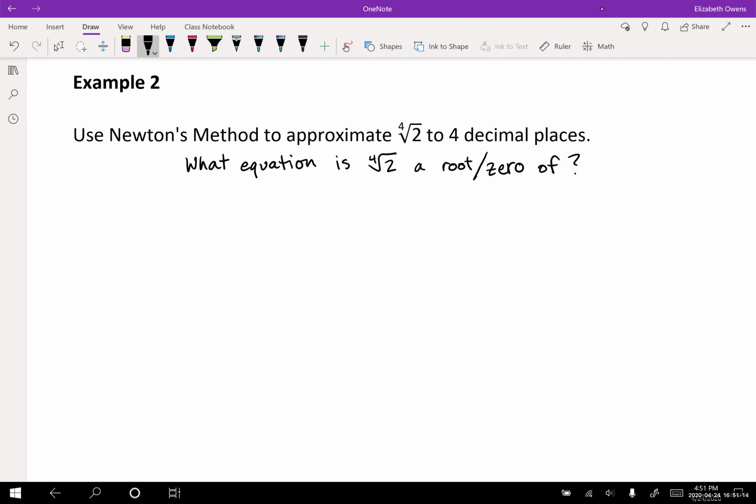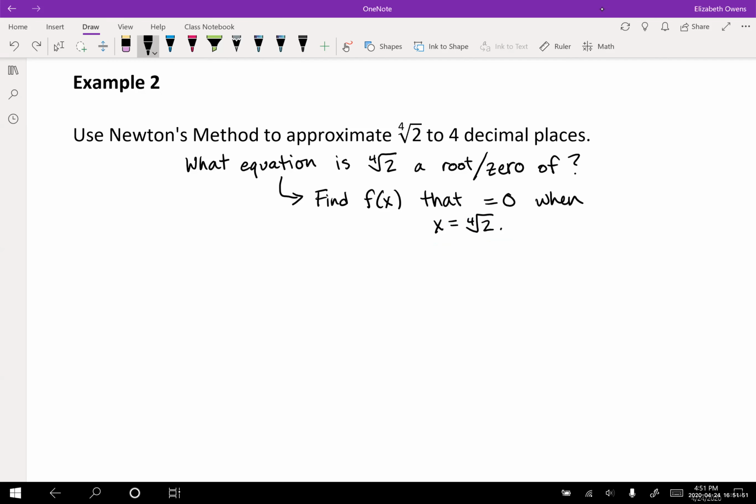That's probably not the best English. Don't show that to your English teachers. But we want to find an equation that works for this. So we want to find an f of x that equals 0 when x equals the fourth root of 2. That is actually right where we're going to start, the fact that we want x to equal the fourth root of 2 here.